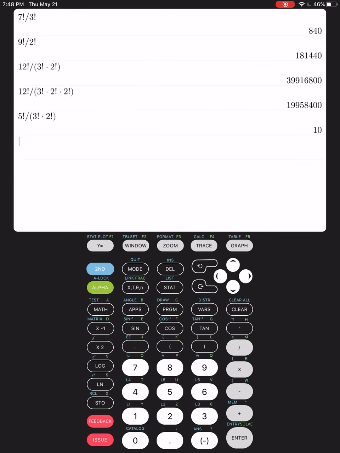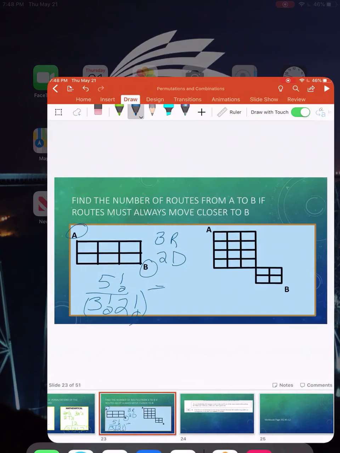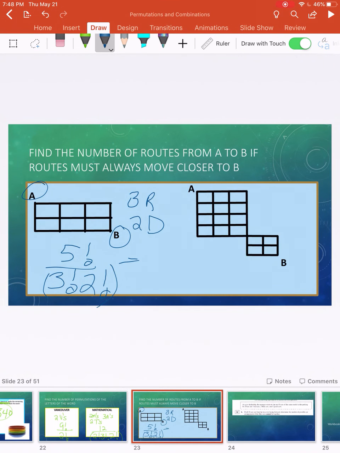And my answer is 10. Okay, in our second question here, we have 2 pathways, but they're joined together. So we're going to figure out all the pathways from A to this little section here. So you would go right 3 times and down 4 times. So altogether we have 7 directions, and we're going 3 right and 4 down.